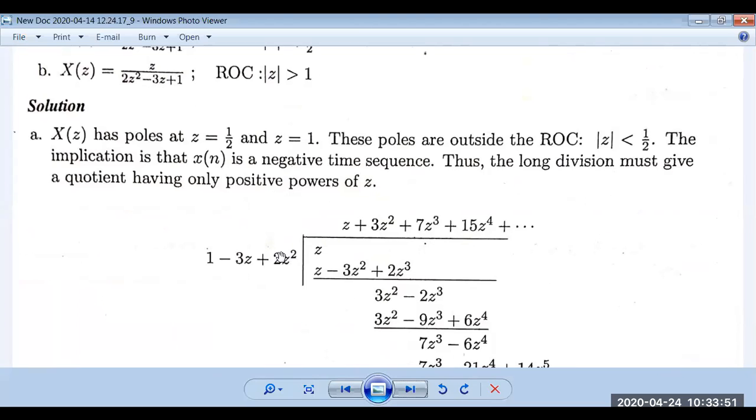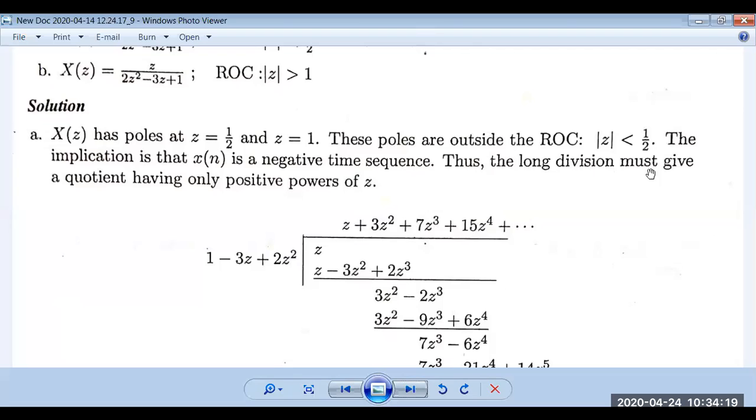Since it is within the circle with radius half, what is the time sequence we need to have? Negative time sequence or positive time sequence? It is a negative time sequence. But with a negative time sequence, we have positive powers of Z. So that's why we need to have positive powers of Z as the result here, the quotient.